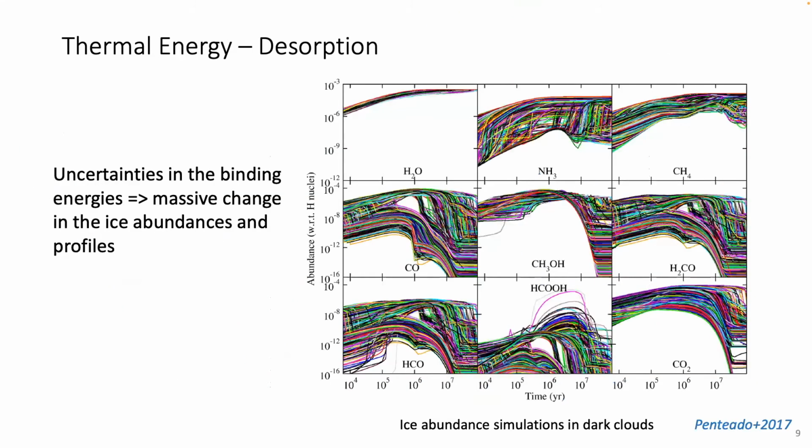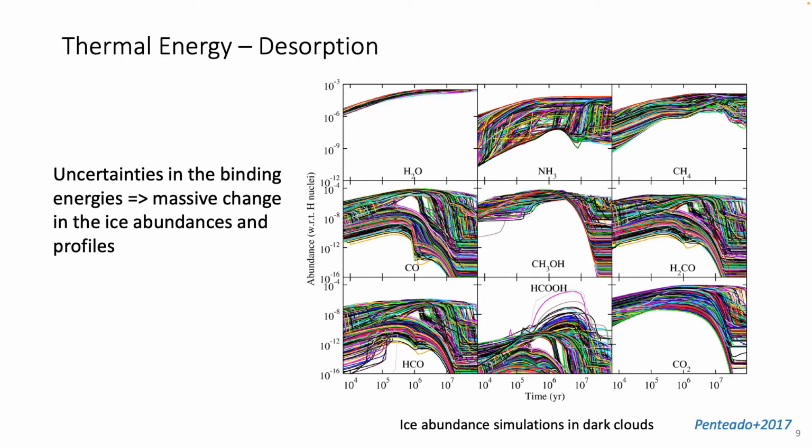You can show that here. This is a simulation that was performed in dark clouds. This is the abundance in the ice of some species as a function of time. What they changed is the binding energies. They put some uncertainties into the binding energies, and then you see that it creates a massive change in the ice abundances. You have 8 orders of magnitude variation here. So it's really huge. And not only the abundance changes, but also the profiles.